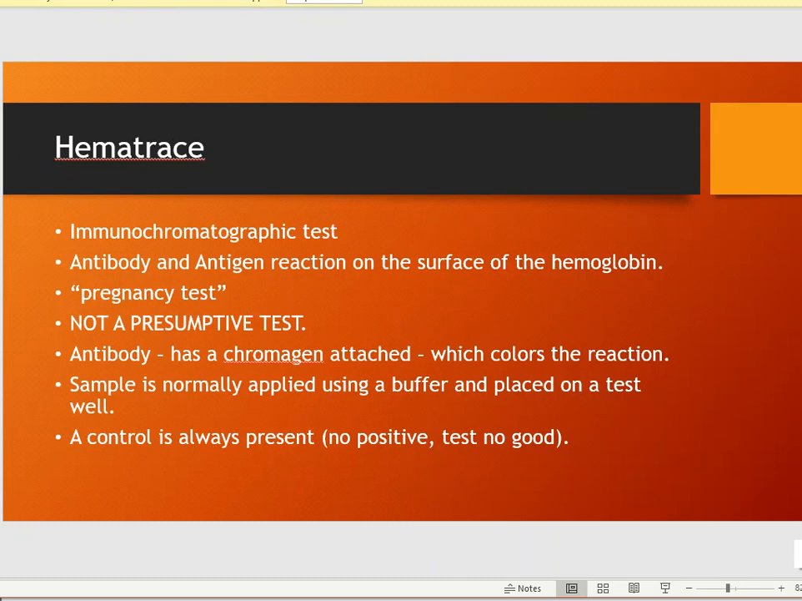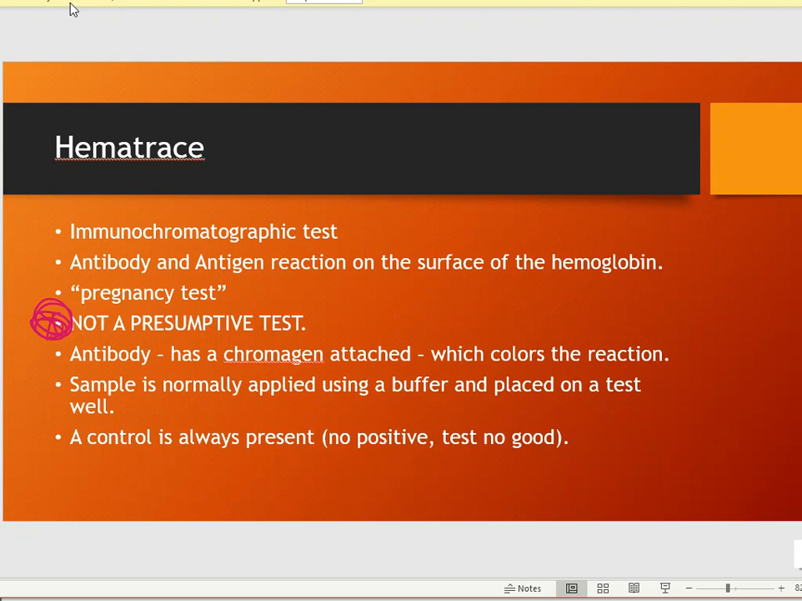We also have this thing called Hematrace. Hematrace is very common to the HemaStix. They're very similar in structure. They're very similar as far as the methodology goes. But again, this is a blood identification test that can be done on a different way. Notice that on the screen, though, the good thing about this one is that it's not a presumptive test.